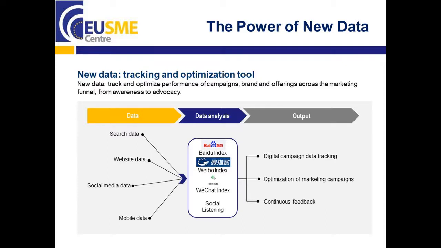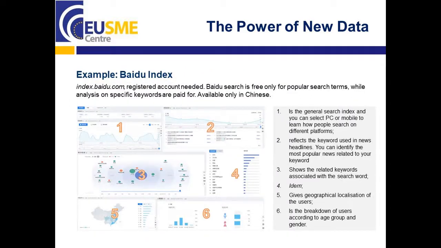And then the output of that, of course, is that you can do campaign tracking, you can do optimization of your marketing campaign, or you can have continuous feedback on whatever activity you are doing. So if you look into that, we can take Baidu as an example. Baidu being the Chinese search engine, Google-ish. There is index.baidu.com, which is very much the same as Trends on Google.